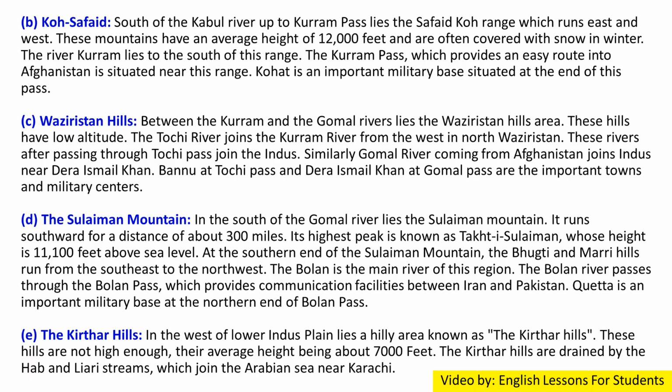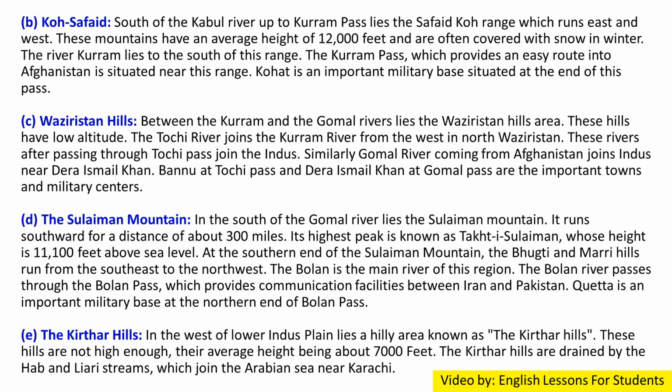Number 3, Waziristan Hills. Between the Kurram and the Gomal rivers lies the Waziristan Hills area. These hills have low altitude. The Tochi River joins the Kurram River from the west in North Waziristan. These rivers, after passing through Tochi Pass, join the Indus. Similarly, Gomal River coming from Afghanistan joins Indus near Dera Ismail Khan. Bannu at Tochi Pass and Dera Ismail Khan at Gomal Pass are the important towns and military centers.